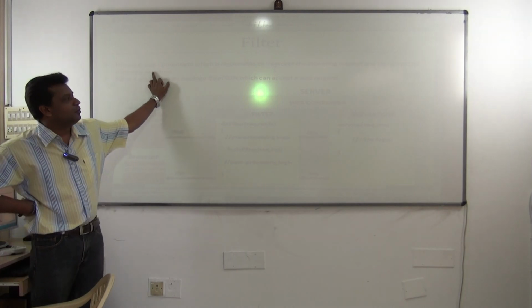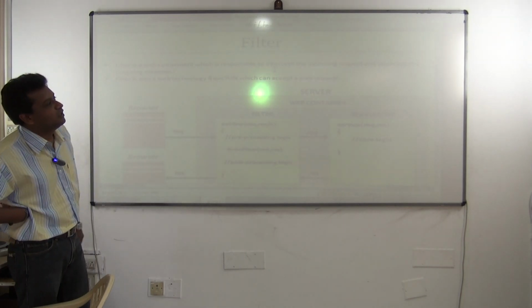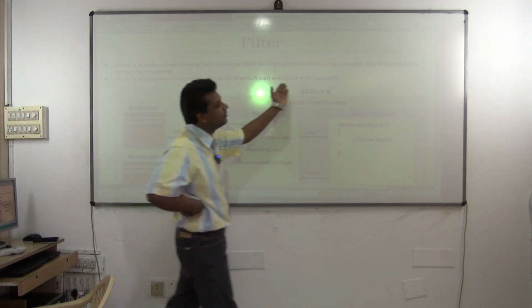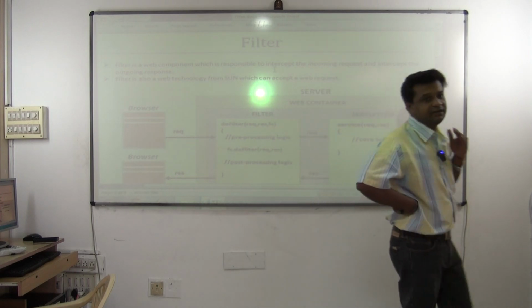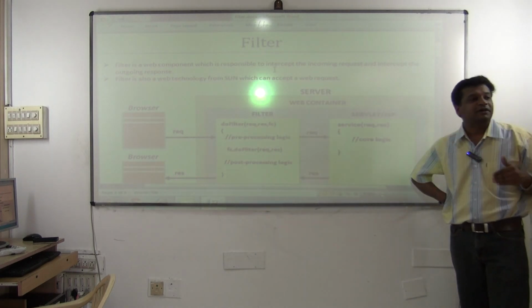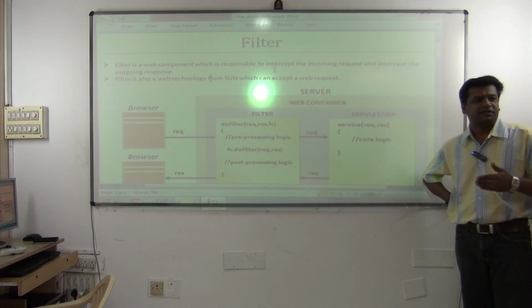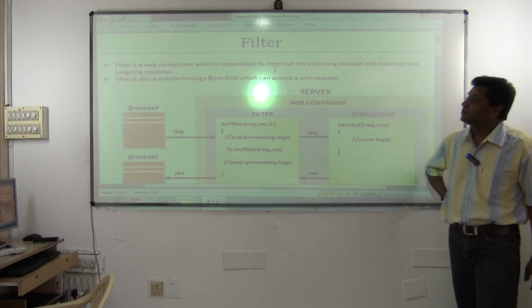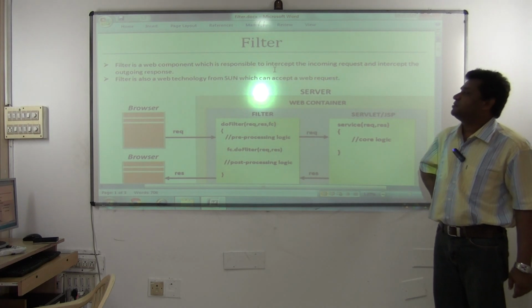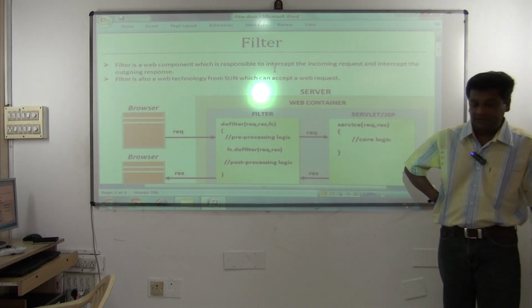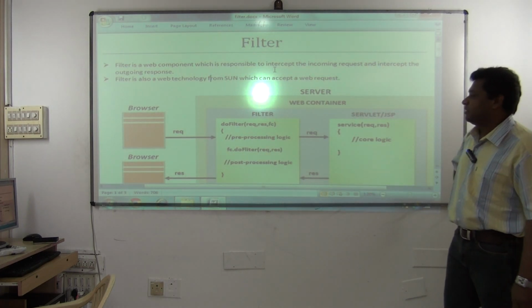So, filter is a web component which is responsible to intercept the incoming request and intercept the outgoing response. You are responsible for intercepting the incoming request and the outgoing response. Filter is also a web technology from Sun which can accept a web request. Just now I told you. See, this is how it happens.